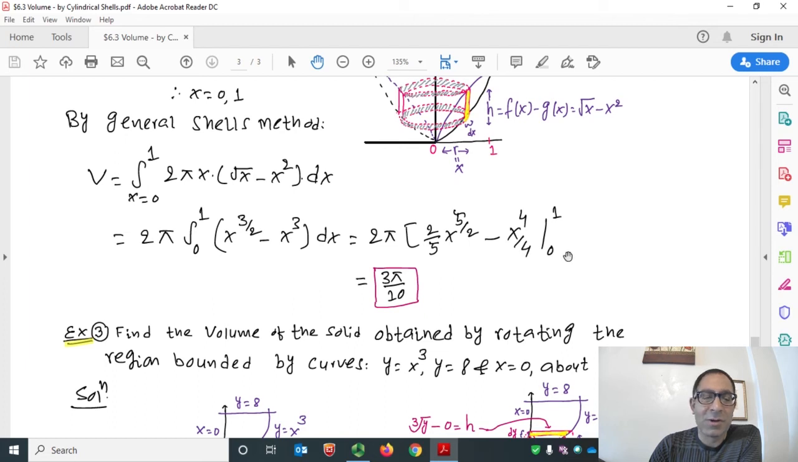We don't need to put in the lower limit because the lower limit is 0, so everything is 0. So only the upper limit, simplify, gives you 3 pi over 10. That's the volume. Awesome. Similarly, let's move on.